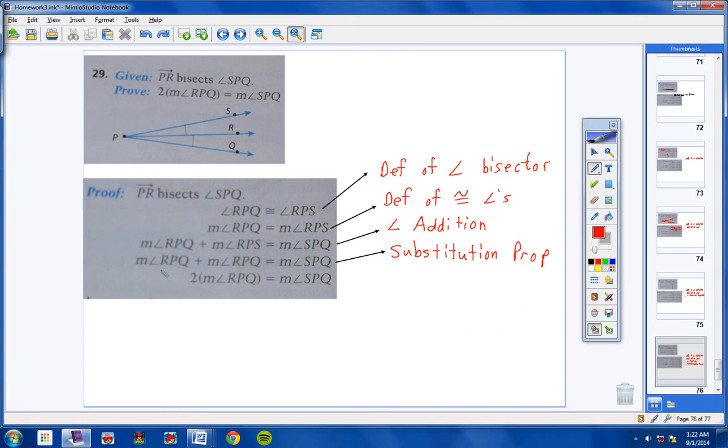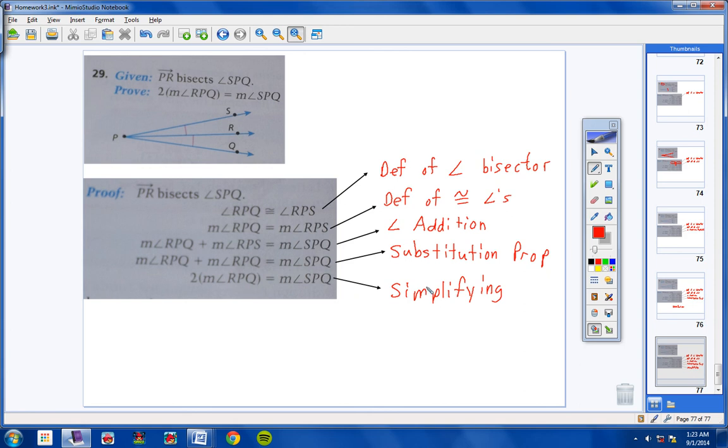I have measure RPQ plus measure RPQ. So I can add these two angles together, and I end up with 2 times the measure of RPQ. Now, I think in the book they call that distribution or distributive property, and that's fine if you want to call it that. It's almost like reverse distribution, but I just call it simplifying. Okay, so whatever you want to call it's fine, either distribution or simplifying, but to me, you have angle RPQ plus angle RPQ. That's going to be 2 times angle RPQ, and that's called simplifying.